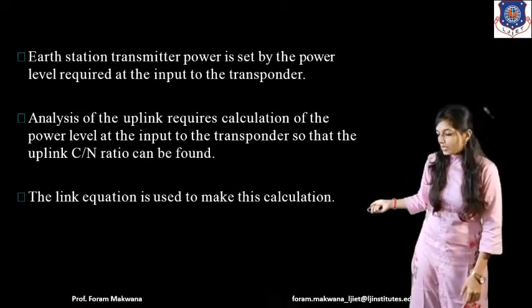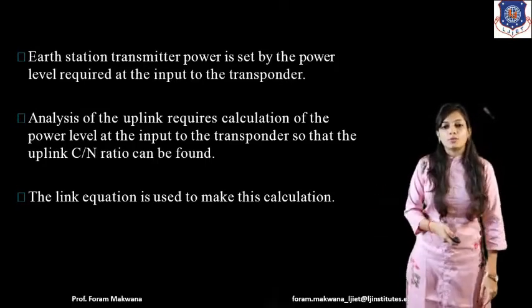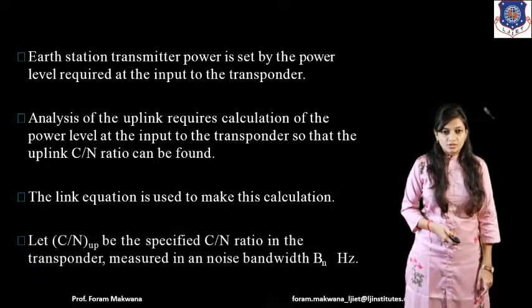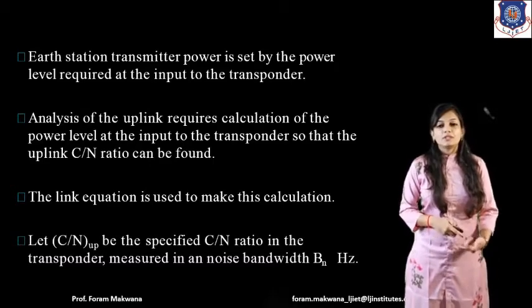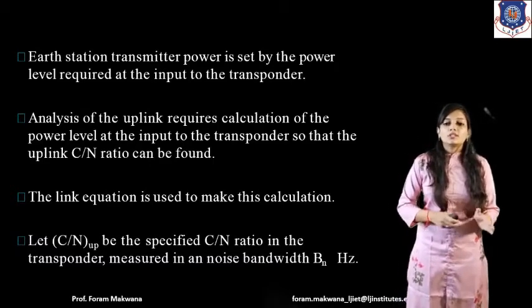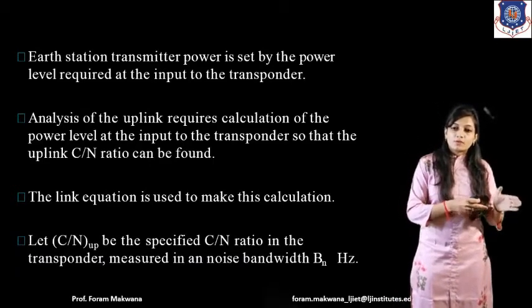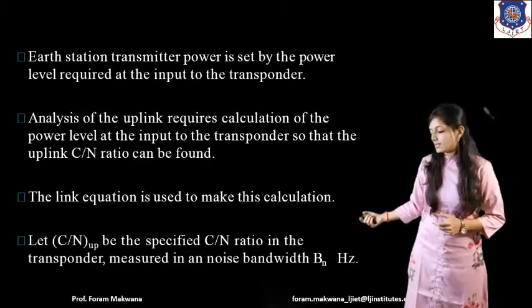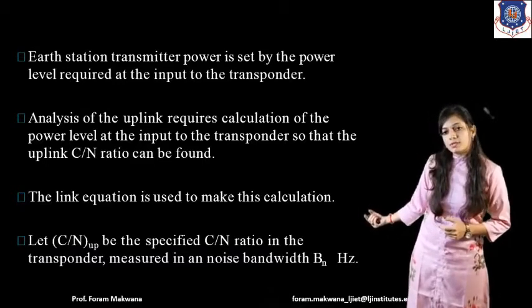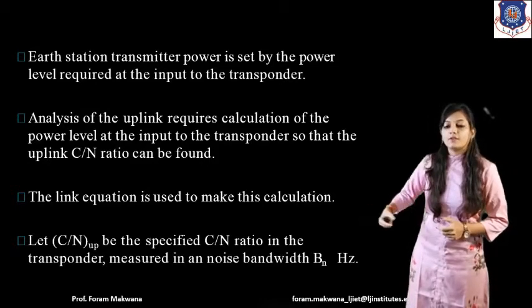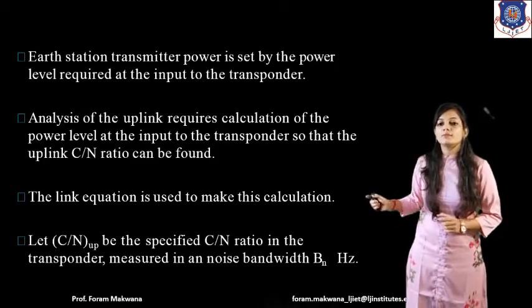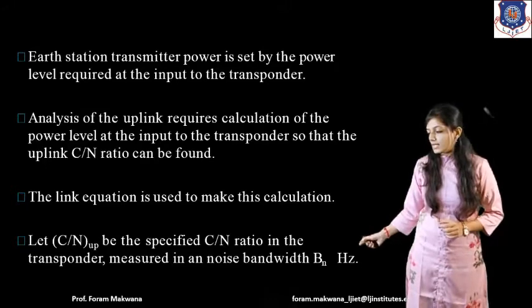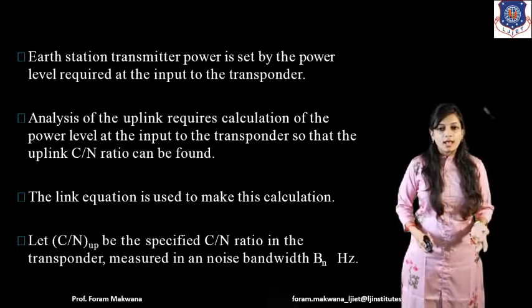So this is the link equation used to make this calculation. And over here, to distinguish between the carrier to noise power for uplink and downlink, we simply place UP. UP stands for uplink. If we calculate for downlink, we simply denote it with DL, that is downlink.